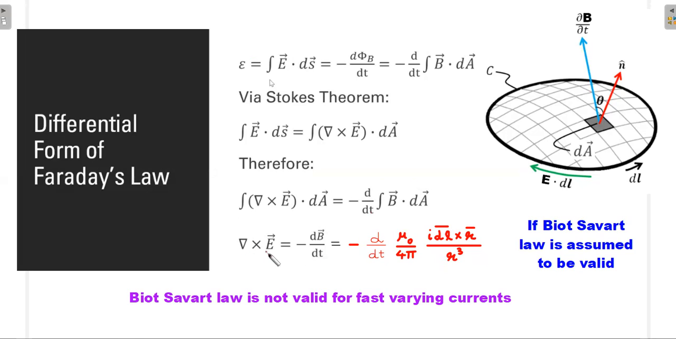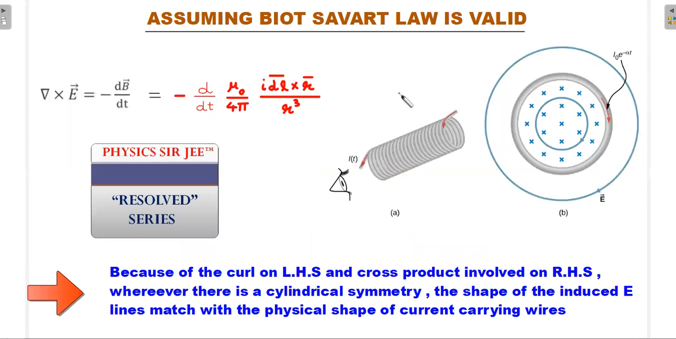Whenever you have a del cross E on this side and a dI bar cross R bar on the other, the mathematics reveals itself and produces a simplistic situation of E bar being along this dI bar because of the cross products involved. Let me further analyze that. Assuming the Biot-Savart law is valid, the last step of the previous slide, I borrowed it here.